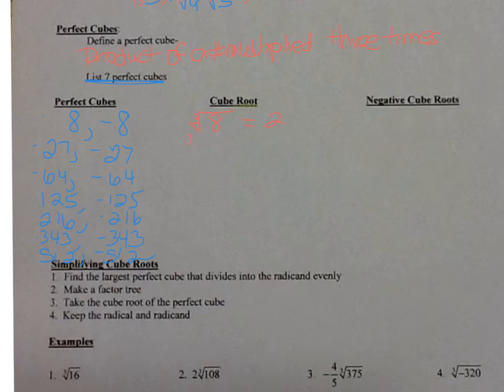The cube root of 27 is 3. The cube root of 64 is 4. The cube root of 125 is 5. The cube root of 216 is 6. The cube root of 343 is 7. And the cube root of 512 is 8.